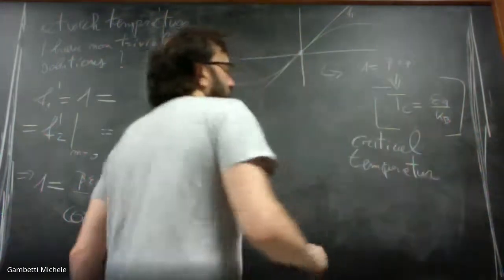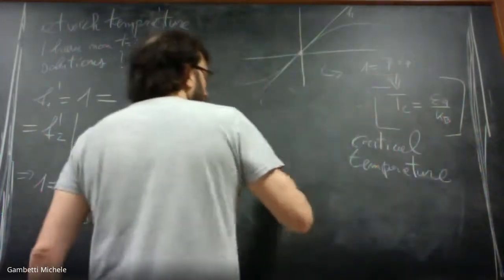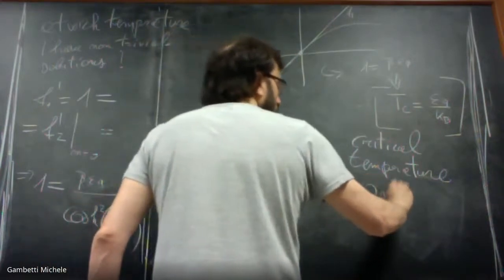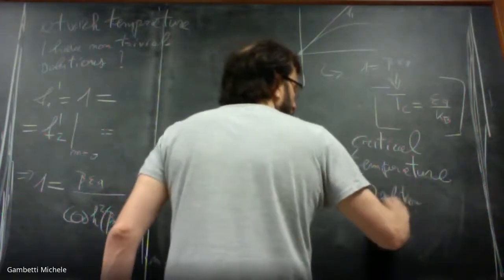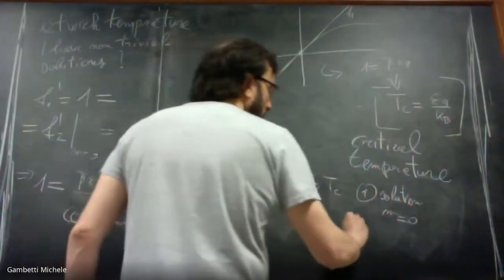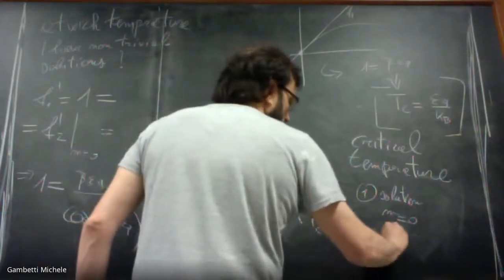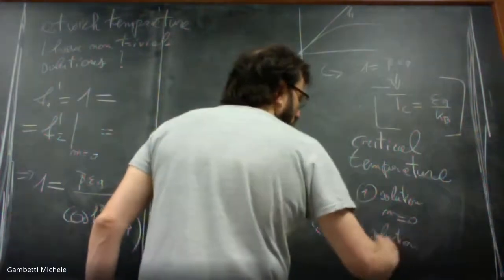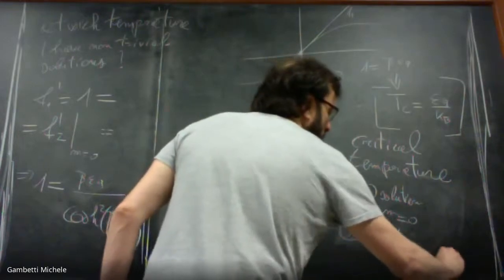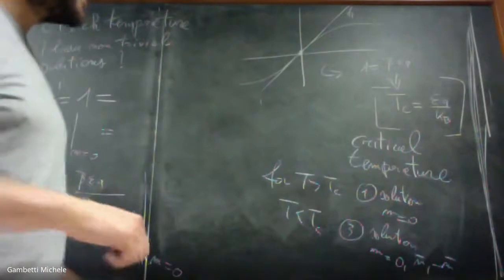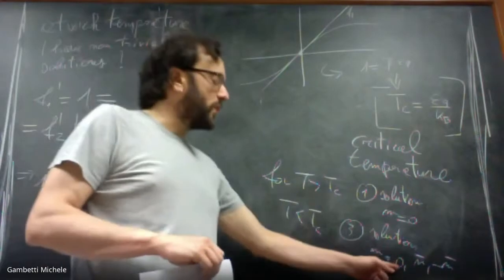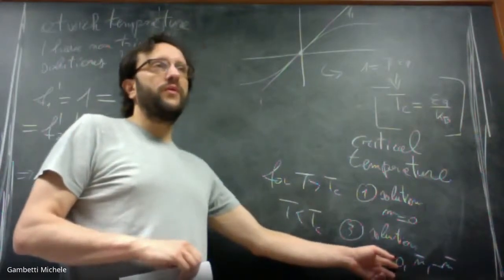What happens is that for T larger than Tc, I just have one solution, which is m equal to 0. For T smaller than Tc, I actually have three solutions: m equal to 0, and m bar, and minus m bar. We will see in a moment that the solution at m equals 0 we can forget about, because it is not the one corresponding to the minimum of the free energy.